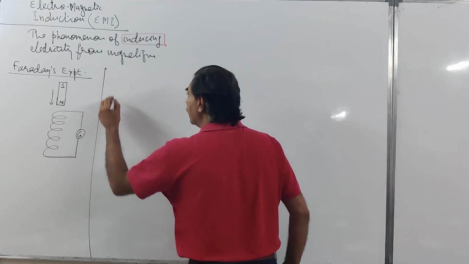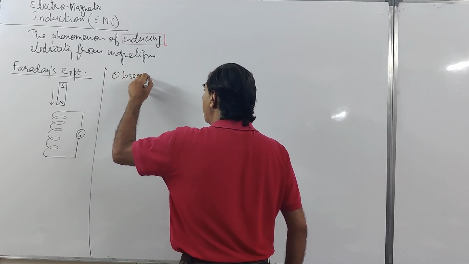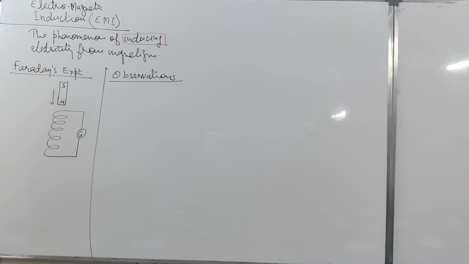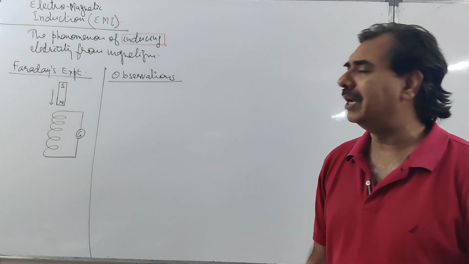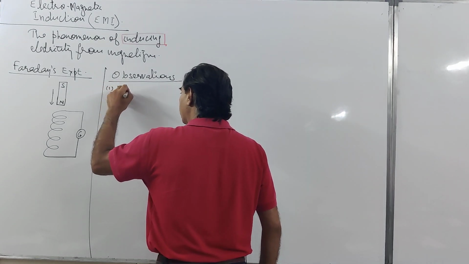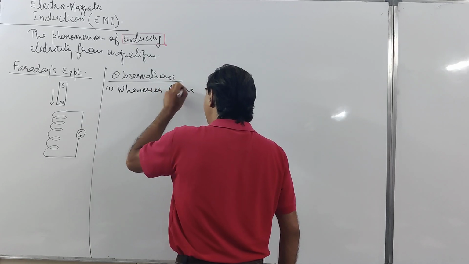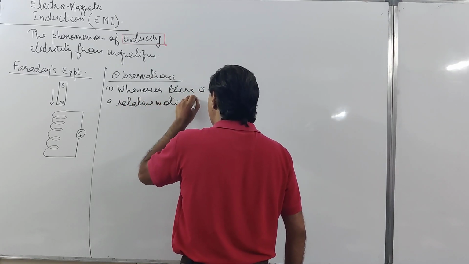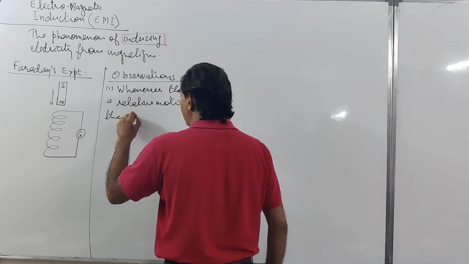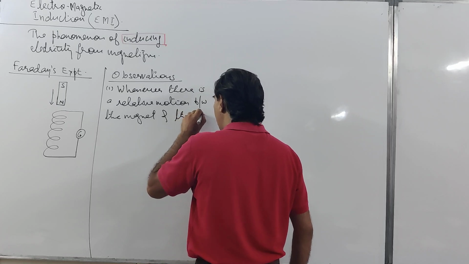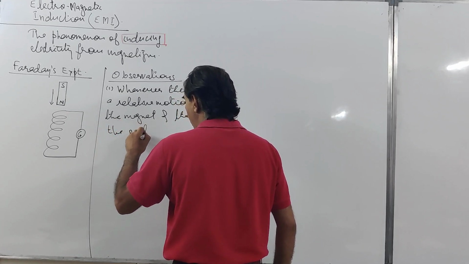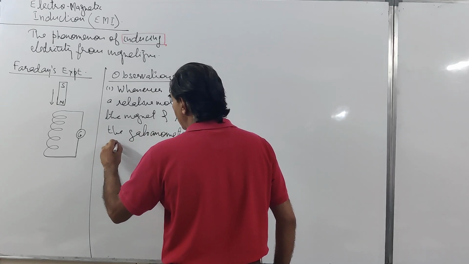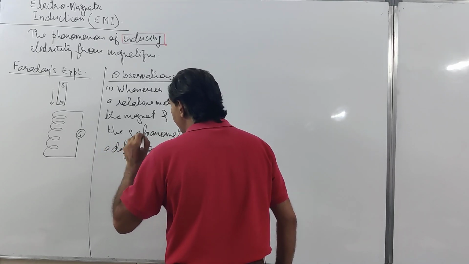Observations. Let's write the observations here. Earlier I would only speak and you would write. Now I have to write as well. Come on, you can write along with me. First observation: whenever there is a relative motion between the magnet and the coil, the galvanometer shows a deflection.